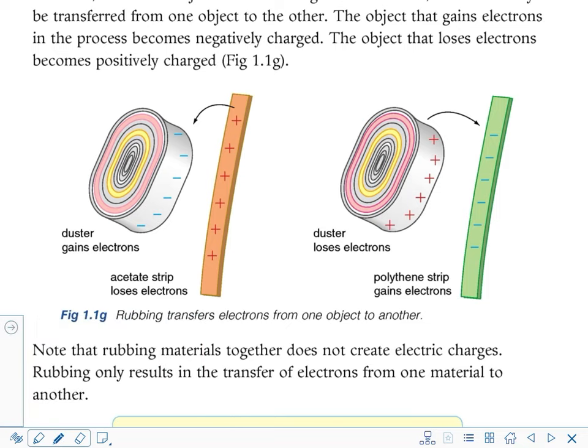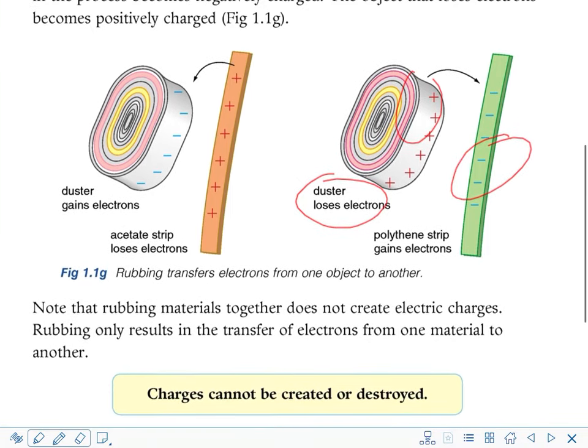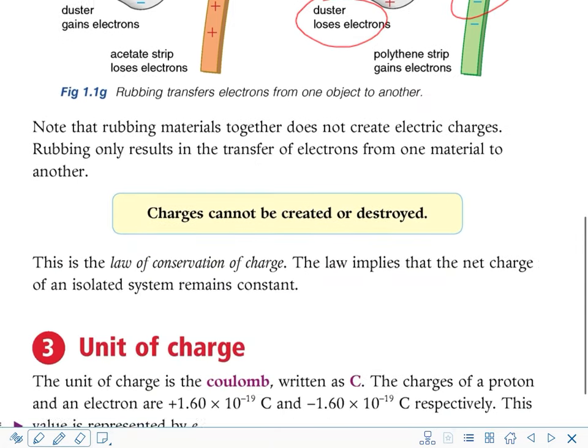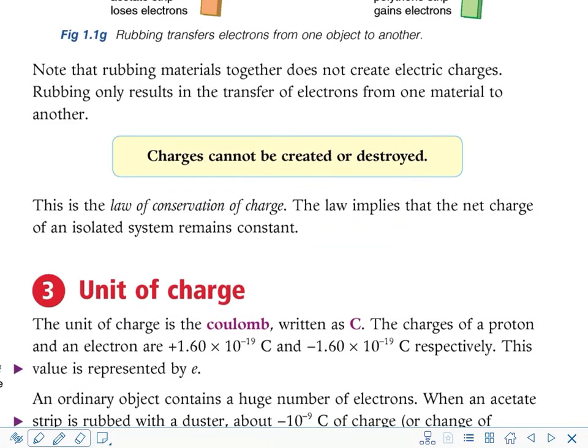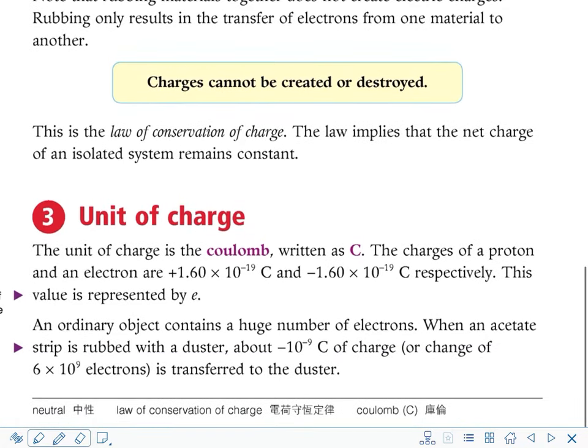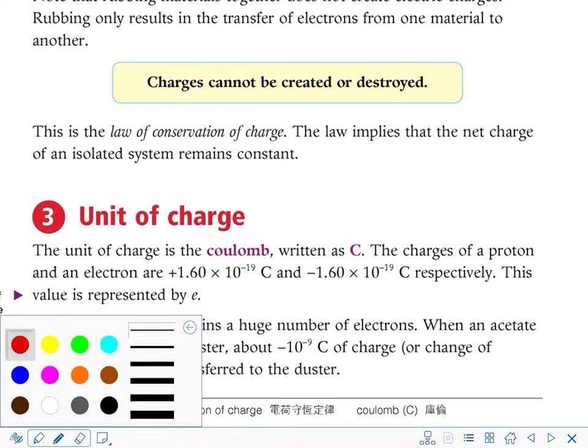We don't know which one would lose electron, it is just based on the observation. If it does not lose electron, it does not become positive. So here the neutral atom will become negative since it gains an electron. Charge cannot be created or destroyed. We only think about the movement of the electron.